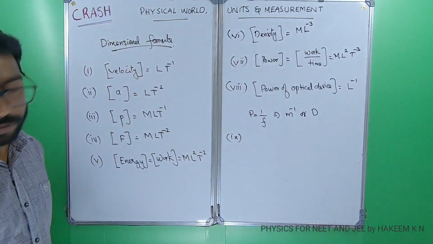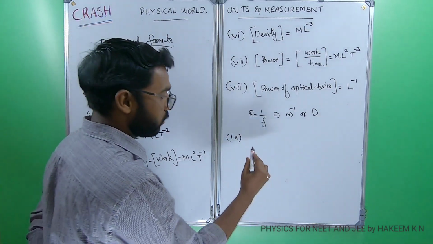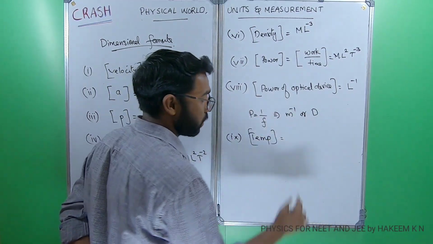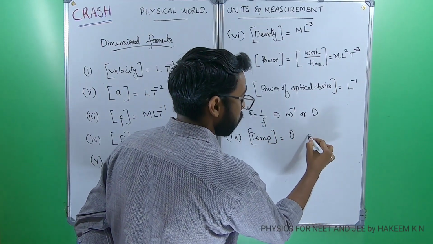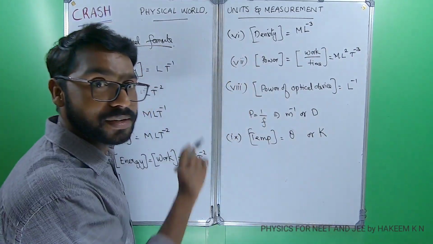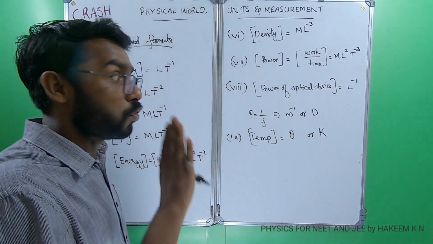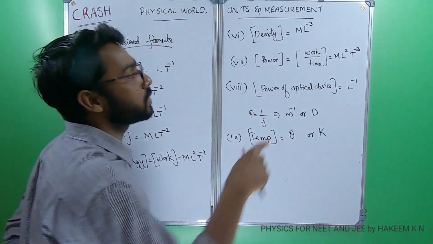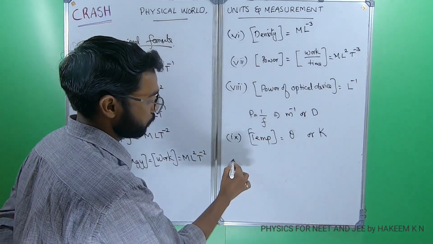And the ninth point. Ninth point is temperature. How can we write the dimensional formula of temperature? The dimensional formula of temperature, usually we write theta or we write K, capital K. K is Kelvin. So the dimensional formula of temperature is written as theta or K. Don't write capital T in the dimensional formula for temperature because capital T is reserved to represent time in dimensional formula.